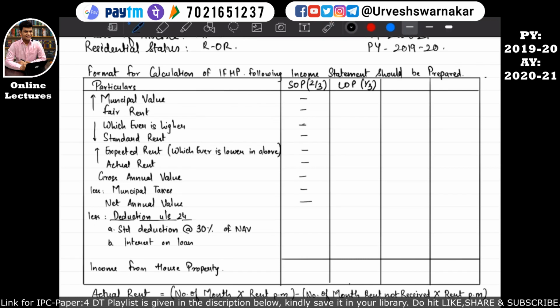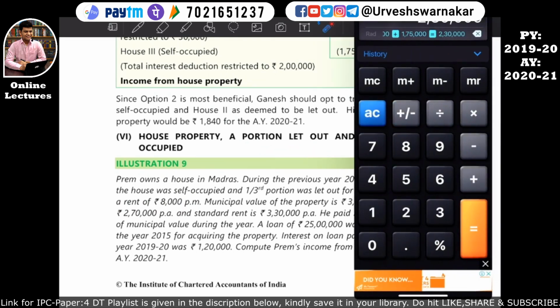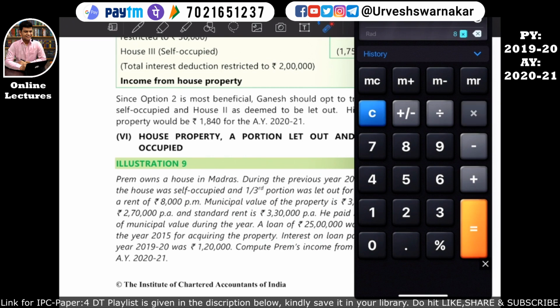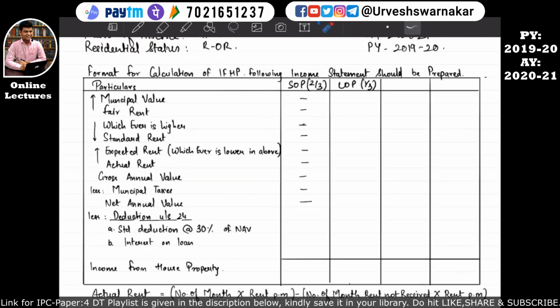So we need to calculate the details for the let out property, that means the GAV for the let out property. So what the question is saying, 1/3 portion of the property was let out for residential purpose at the rent of 8,000 per month. That means 8,000 into 12. I hope this is quite clear, which is equal to 8 into 12, which is equal to 96,000, okay. So we will write in place of actual rent 96,000. We'll feed that detail as the question is giving us, okay.